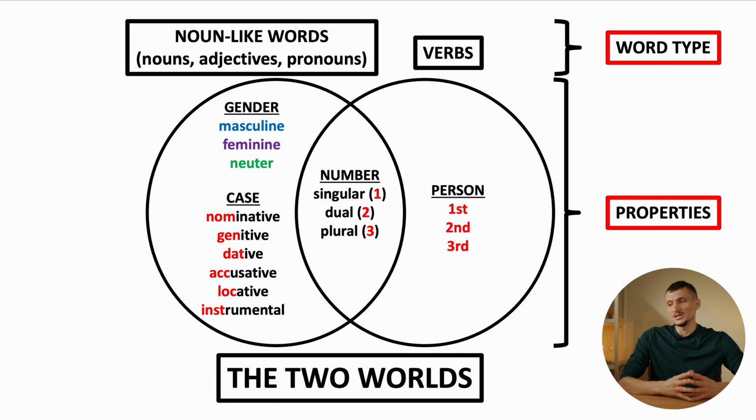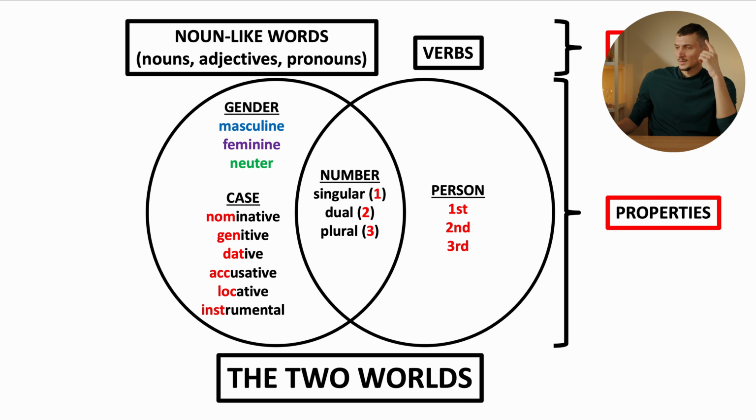So if we see GEN, that can only be the world of nouns. Only the world of nouns has cases. Verbs have nothing to do with cases. Now, conversely, if we see the 2nd, that can only be the second person. Person has to do with the world of verbs, so we know we're dealing with a verb. Now, of course, if we see 1 or 2 or 3, the singular, dual, or the plural, that belongs to both worlds, both the world of nouns and the world of verbs.